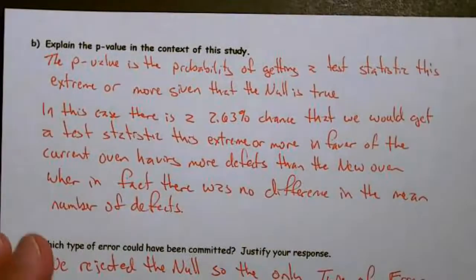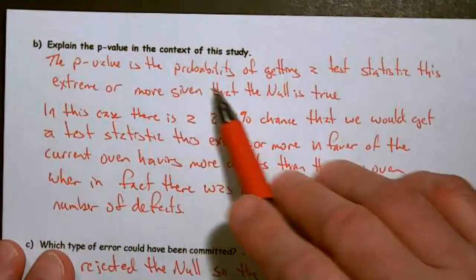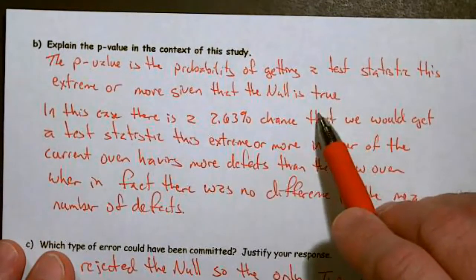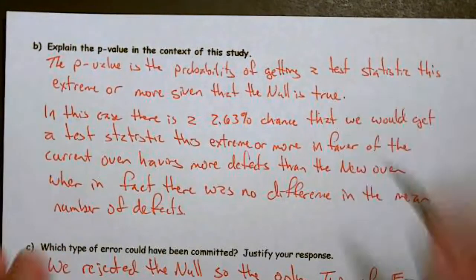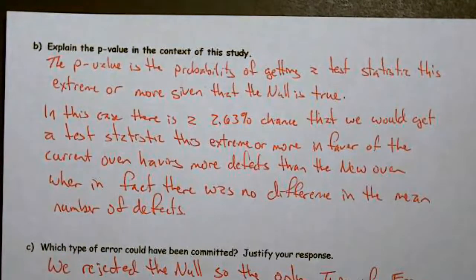The next thing was to explain the p-value in context. So the p-value is the probability of getting a test statistic this extreme or more extreme given the null is true. This is the definition of a p-value. It doesn't get you points, but as one of my students so eloquently put, it's a good way of brown-nosing the graders so they think you know something, so if some of this other verbiage is off.